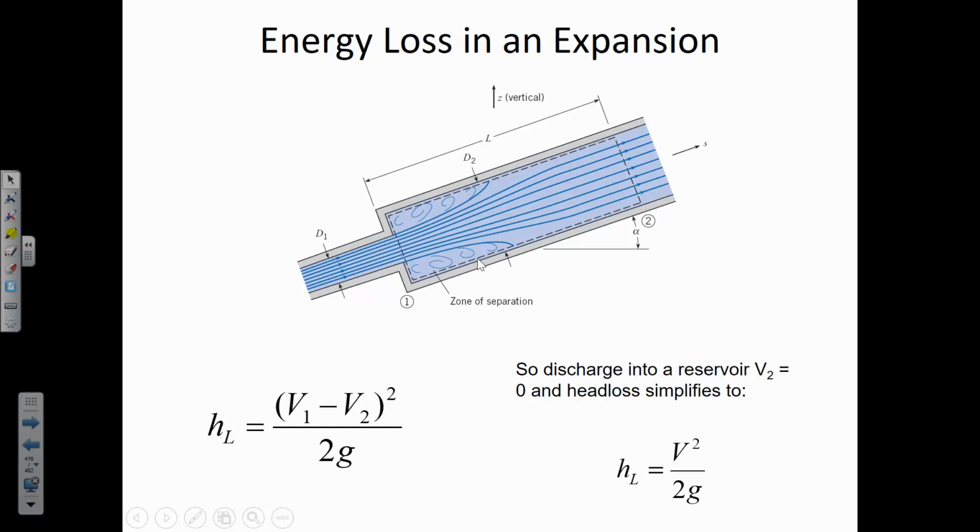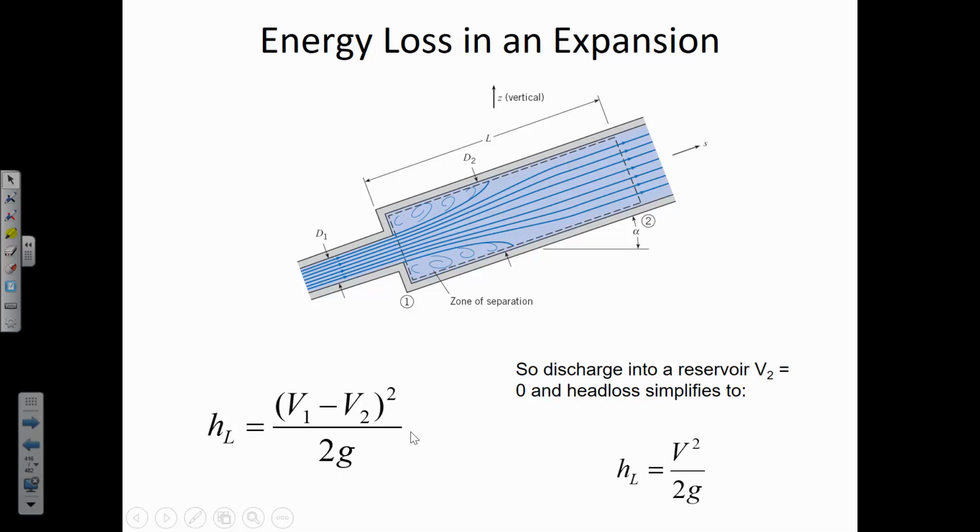This illustrates the zone of separation and expansion. And one way of estimating the head losses that occur in an expansion is simply by taking the difference in the velocity head. So find the difference in the velocity, square it, divided by 2g.